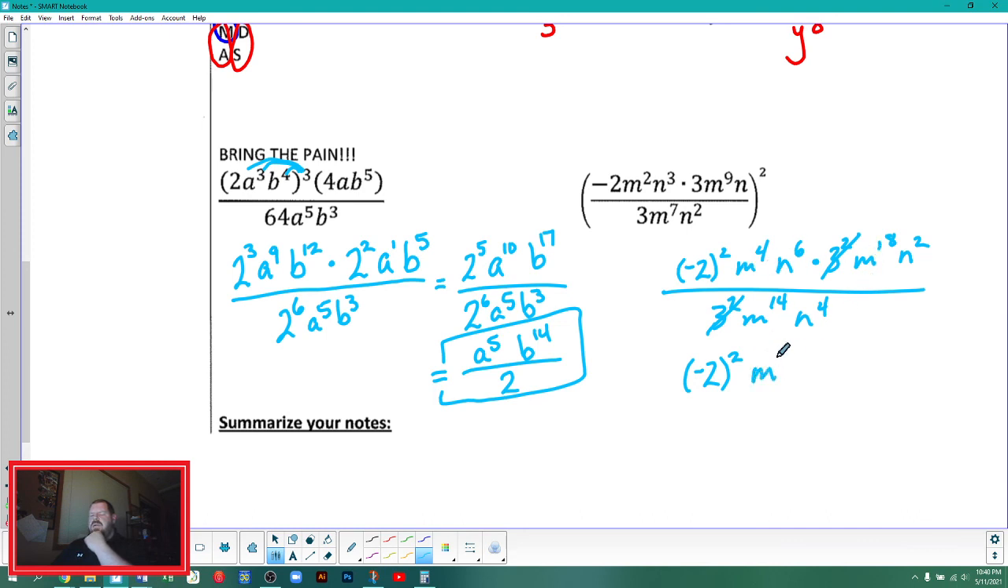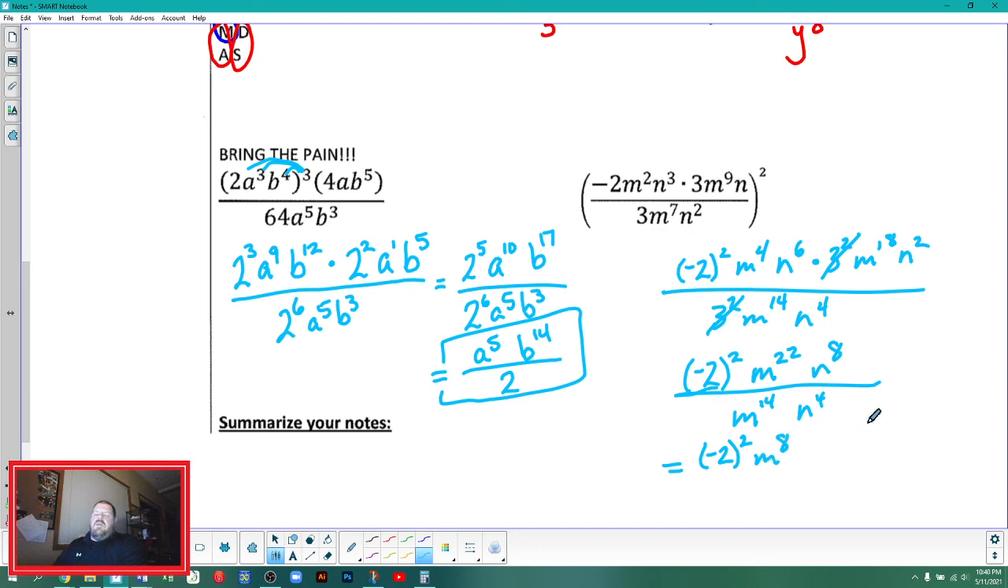M-wise, I have 22 on top. 4 plus 18. 6 plus 2 is 8, so I have 8 n's. And on the bottom, I have m to the 14th, n to the 4th. So, final answer-wise, I have negative 2 on the top. Negative 2 squared, I should say. 22 minus 14 looks like 8. So I have m to the 8th. 8 minus 4 is 4. And everything on the bottom would essentially cancel out.